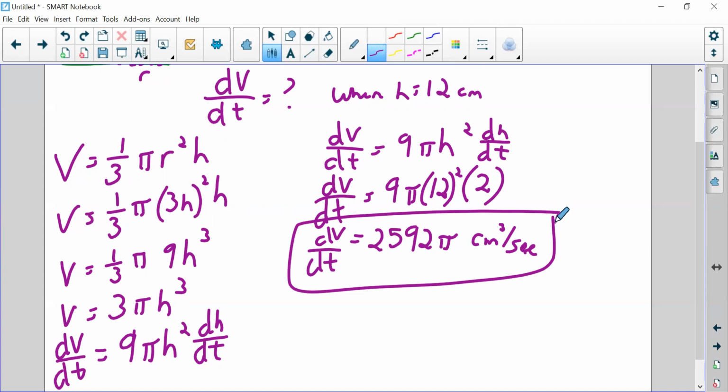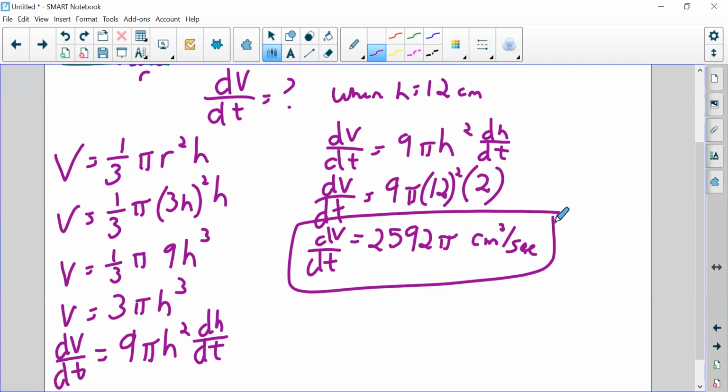To answer the question, at what rate is the sand leaving the bin at that instant? At the instant where the height of the pile is 12 centimeters, the sand is leaving the bin at a rate of 2,592 pi cubic centimeters per second. That could be your sentence.